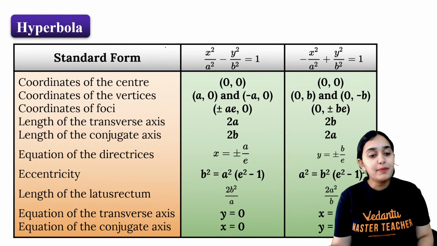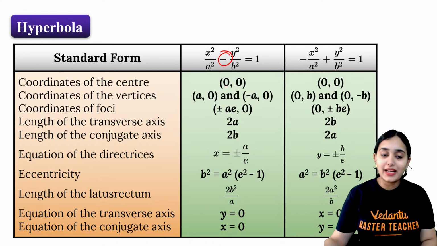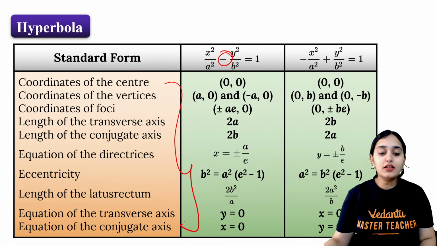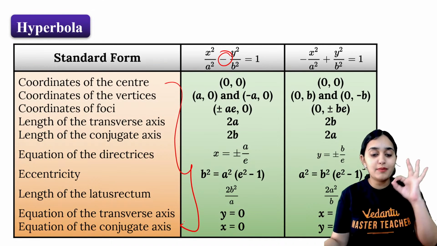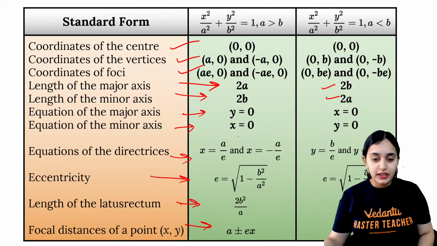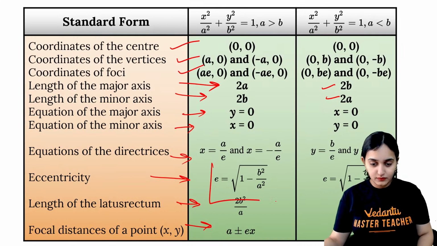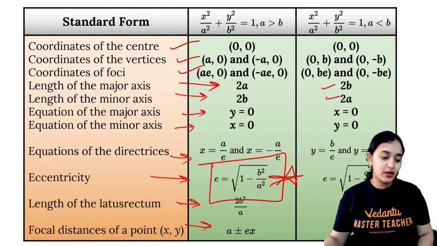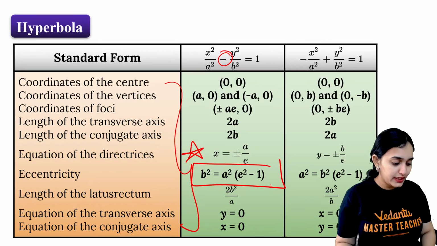Okay. Hyperbola, the only difference is in the minus sign. Again, all the formulas written over here are very important. Eccentricity is most important. Here also, eccentricity is most important.